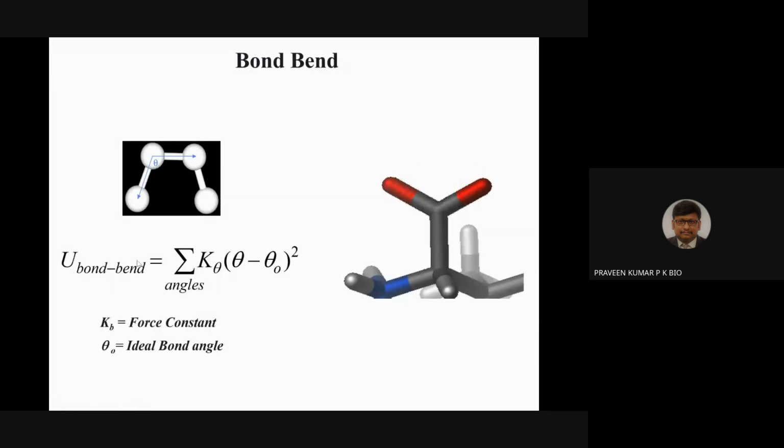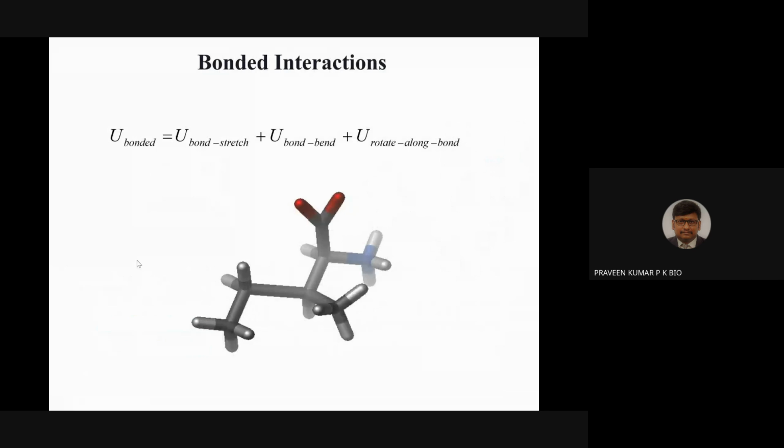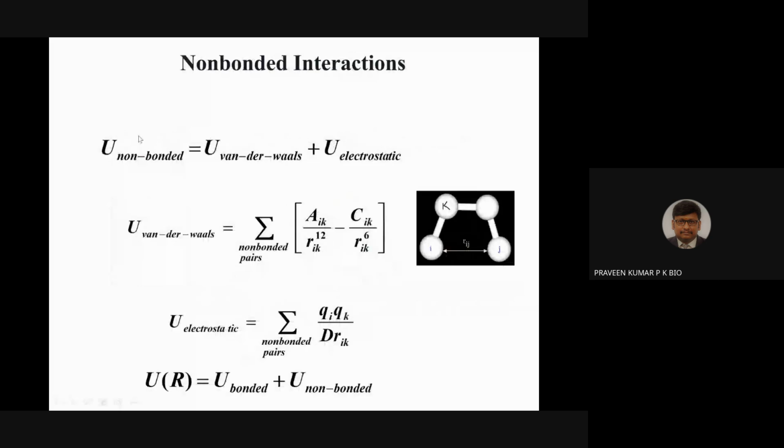And this is a bond bend. For bond bend, we calculate the potential energy like this. This is the formula: K theta, theta minus theta naught. The largest angle is theta, and the smallest angle which it can fold itself to is theta naught. And this is for bond torsion. You can also see the formula. So the sum of bond stretch, bond bend and rotation along the bond potential energy is what? The total potential bond energy. This is what we call the total potential bond energy.